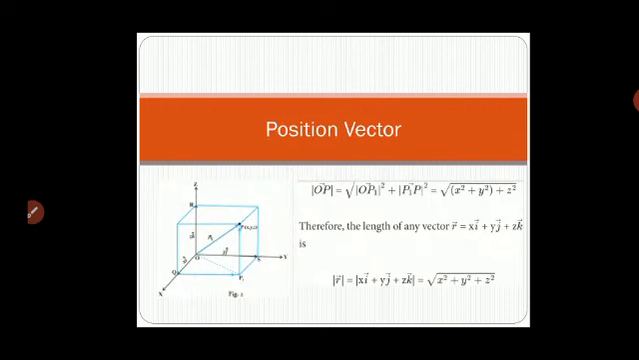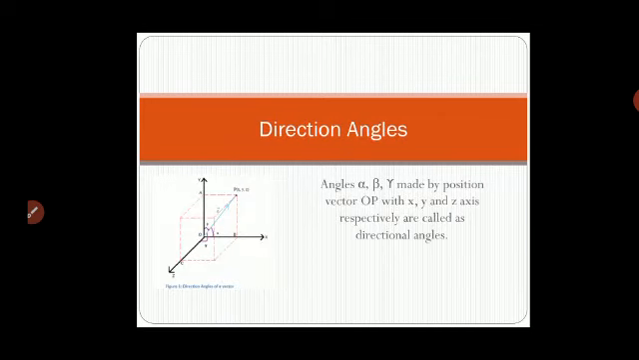Now let us discuss what is a position vector. In three-dimensional space, consider a point P with coordinates x, y and z. Using the distance formula, we get that OP is the position vector xi plus yj plus zk, and this vector is always denoted by r. The magnitude of this r is given by the square root of x square plus y square plus z square.